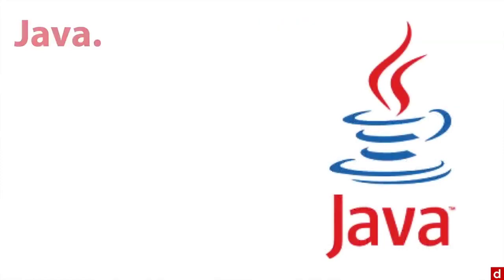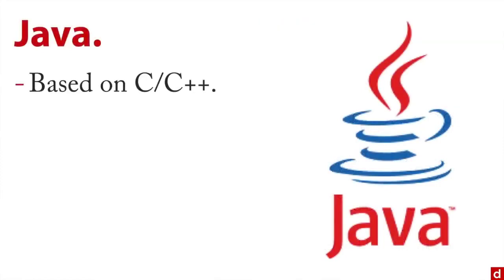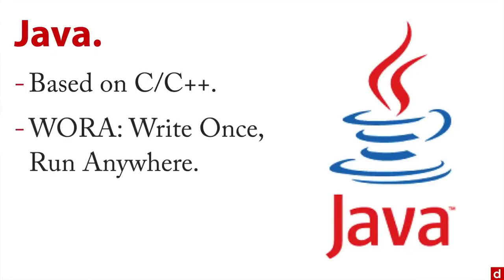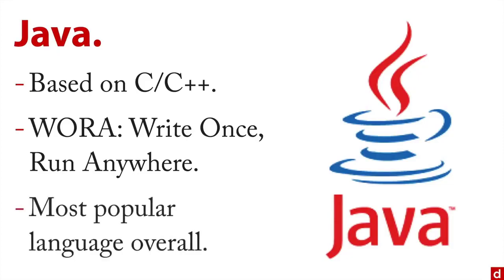Next is Java. Java is based on C++. Its major contribution was the WORA, or write once, run anywhere. The idea that you're going to be able to develop code that is portable to different machines and different environments. And because of that, Java is actually the most popular computer programming language overall against all tech situations.